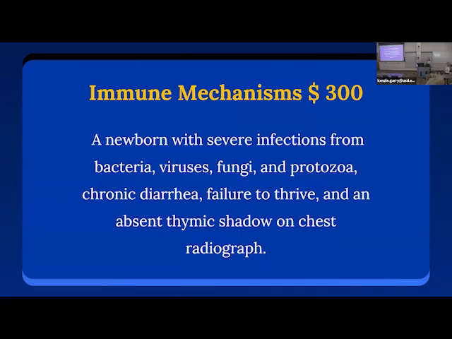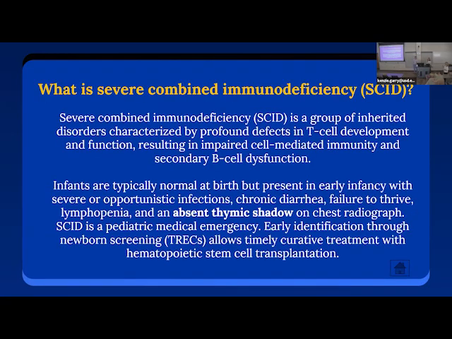Viruses, fungi, and protozoal infections, chronic diarrhea, failure to thrive, and an absent thymic shadow on chest radiograph. So this is SCID. It's a group of inherited disorders characterized by profound defects in T cell development and function, resulting in impaired cell mediated and secondary B cell dysfunction. So that chronic diarrhea, failure to thrive, severe infections, and the absent thymic shadow on chest radiograph is diagnostic for that. And there's a lot of talk about newborn screening with that through the TREC, which is really important.